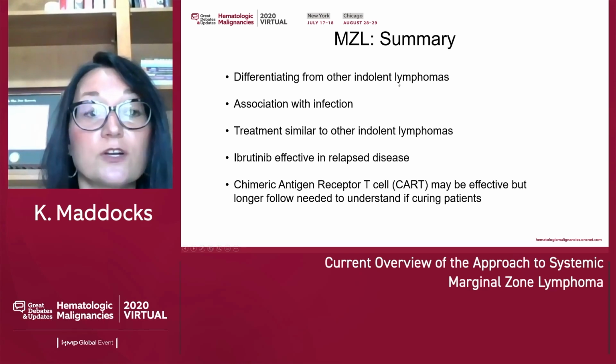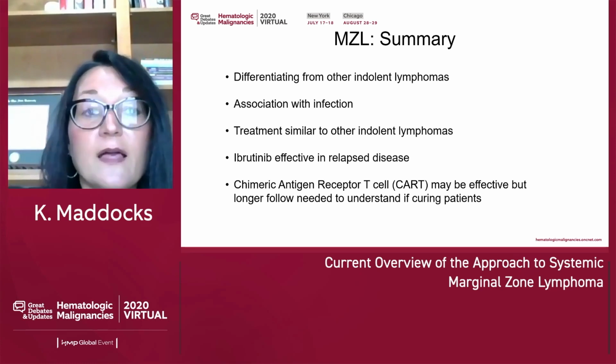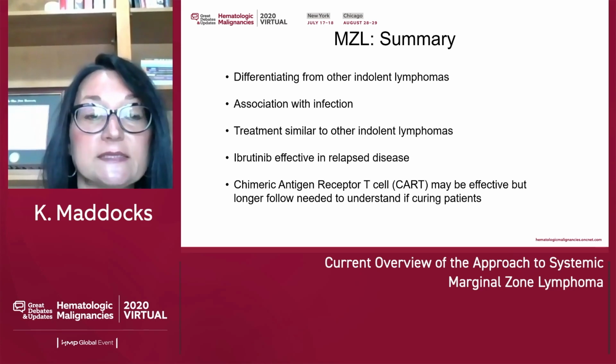marginal zone lymphoma, when you're diagnosing this, it's important to differentiate from other indolent lymphomas, as treatment can be somewhat variable. There is an association with infection in both gastric MALT and splenic marginal zone lymphoma, and this is important to identify because treating those underlying infections, including H. pylori or hepatitis C, can at times resolve the lymphoma without lymphoma-directed therapy.